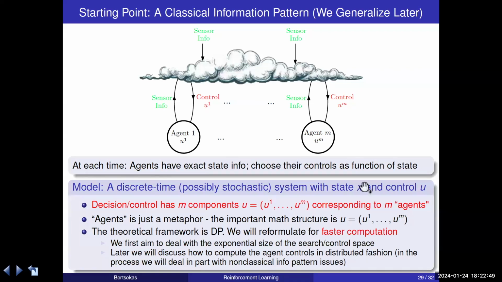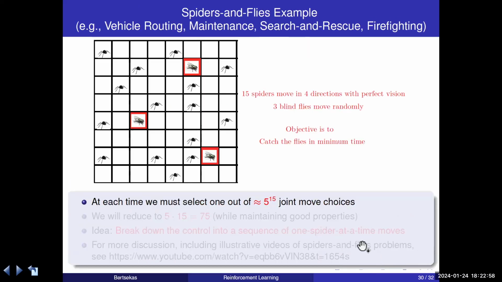Now let me illustrate this with an example, and you may save your questions for then. Okay, so this is a cute example, and in fact, a number of students in past offerings of the course have chosen it as a vehicle for a term paper or a project. It's typical of problems in vehicle routing, in maintenance, search and rescue, firefighting, a lot of different practical contexts, but we're going to describe it in terms of spiders and flies.